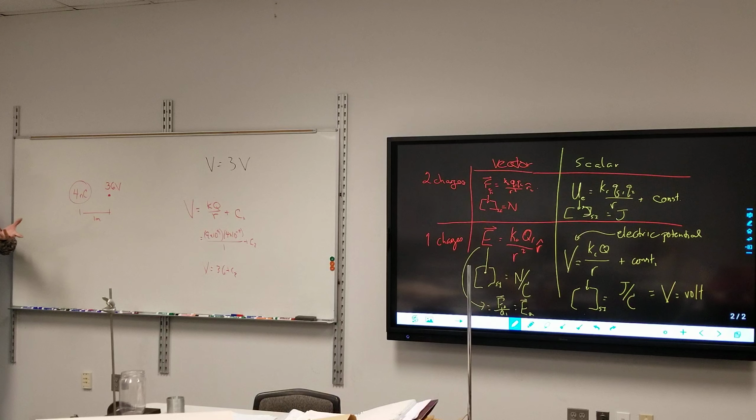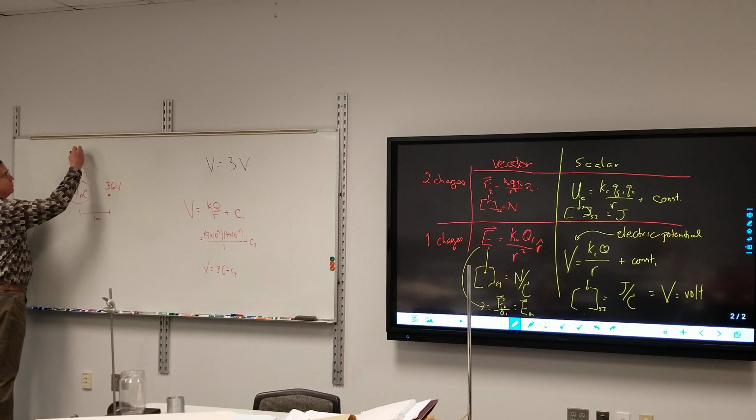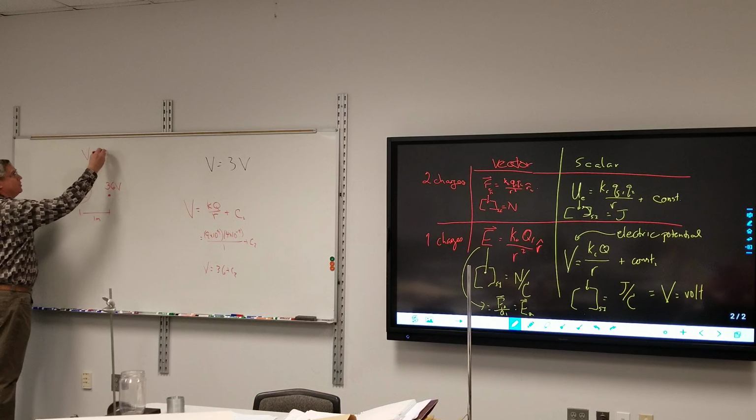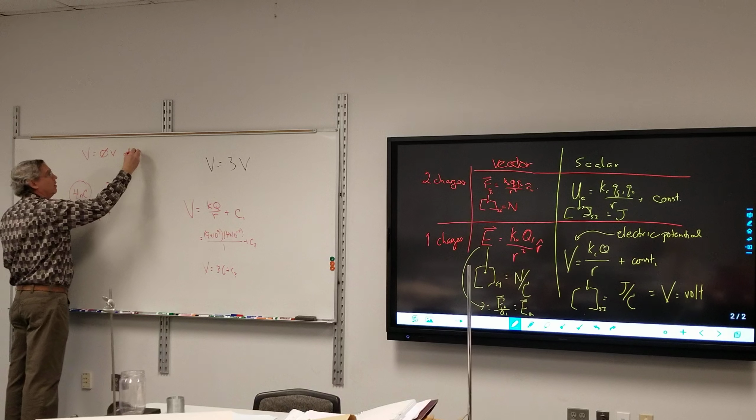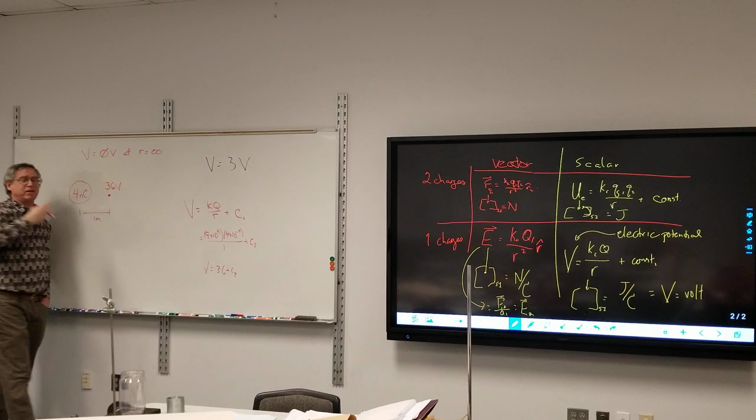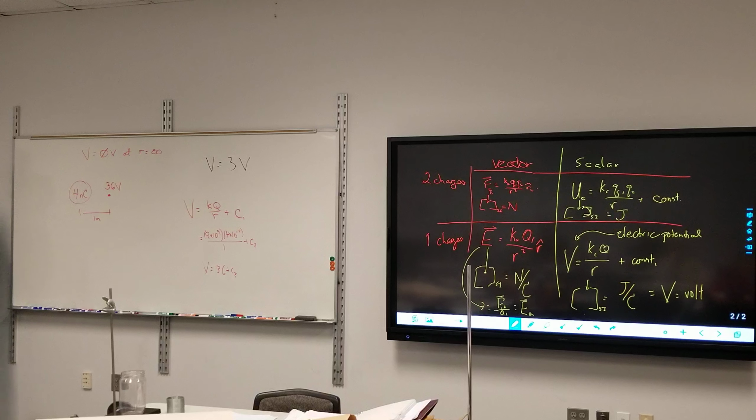Now, traditionally, you can say the potential is equal to 0 volts at R is equal to infinity. That's the traditional. If you want to ignore the constant, just say the potential is 0 at R is equal to infinity.